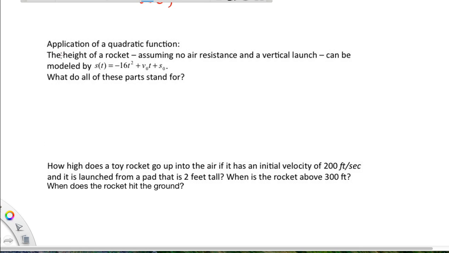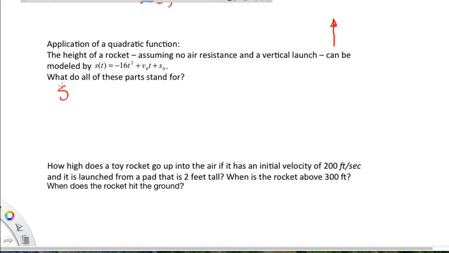So the height of a rocket, assuming that there isn't any air resistance and it's a vertical launch, so that means that the rocket goes straight up when it's launched, can be described or modeled by S(t) equals -16t squared plus V sub 0 t plus S sub 0. Okay, we've worked with this. This is very similar to our marble drop. We just need to sort of know what all these parts stand for.